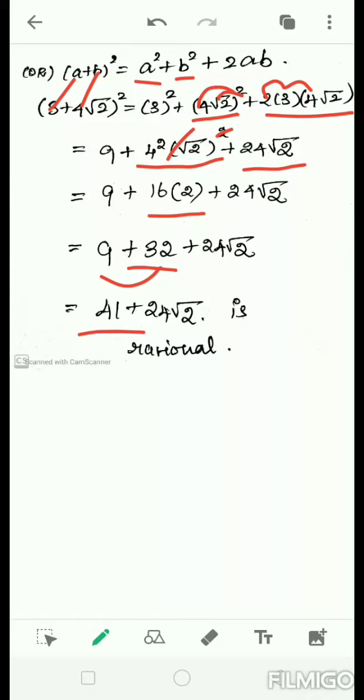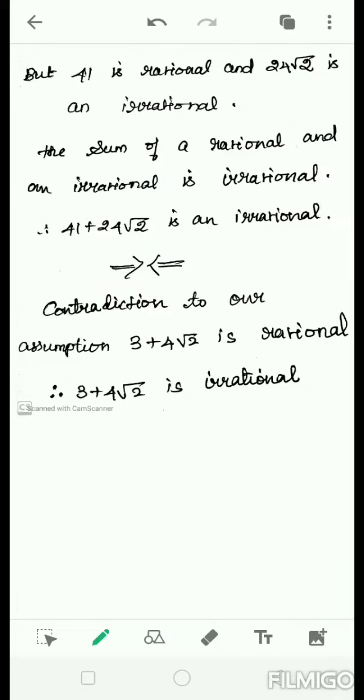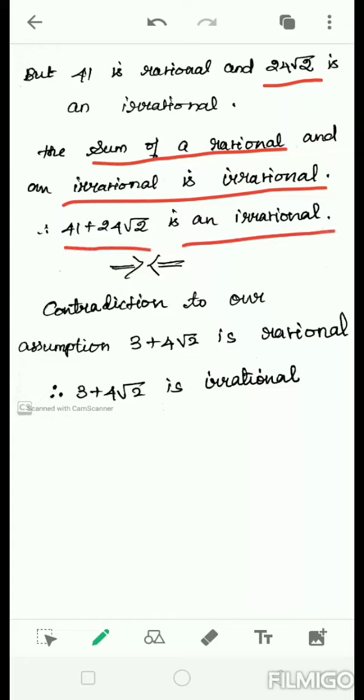So now finally we want to conclude our answer. That is what is important in this problem. We have arrived at the answer that 41 plus 24 root 2 is rational, right? According to the property, 41 is rational and 24 root 2 is irrational, because we have already seen the property that the product of a non-zero rational and an irrational is irrational. 24 is rational, root 2 is irrational, so the multiplication of these numbers is irrational. So the sum of a rational and an irrational is irrational. That is another property we have seen. According to this property, 41 plus 24 root 2 is irrational.